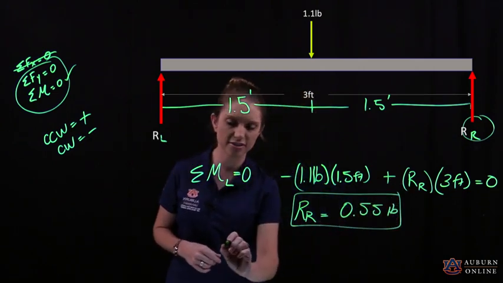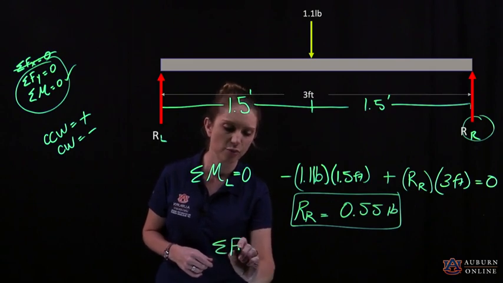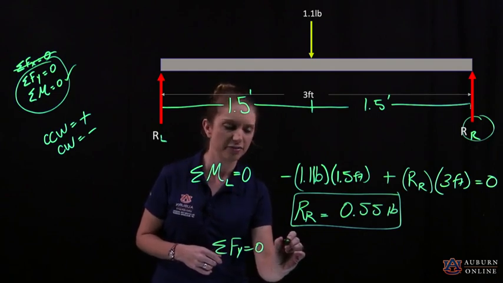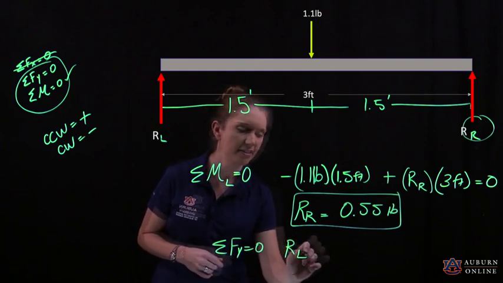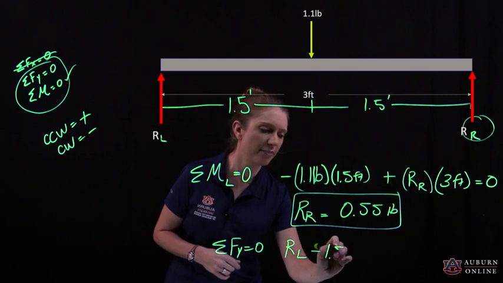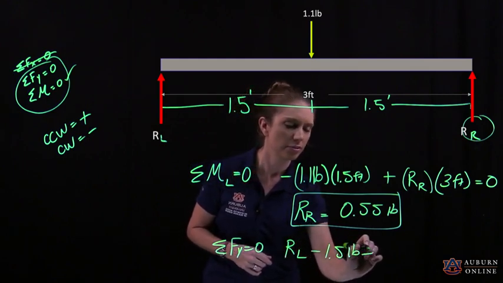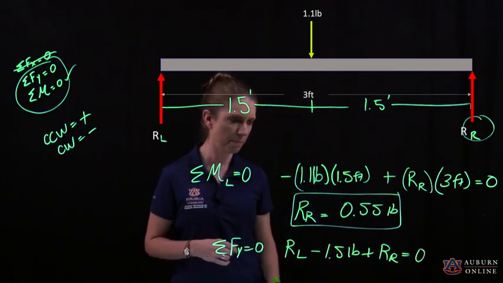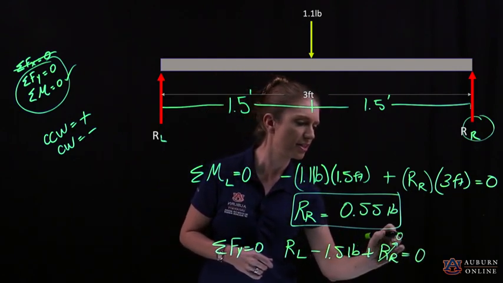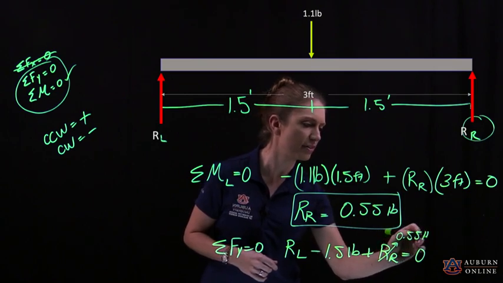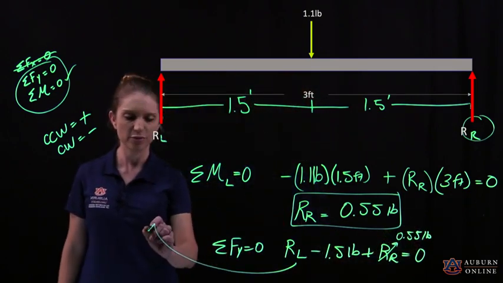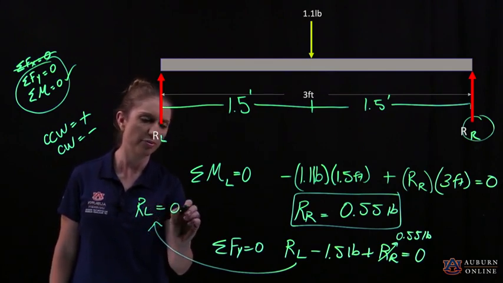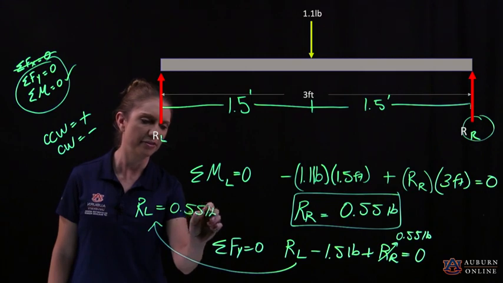Now, if we sum the forces in the y direction, summing the forces in the y equals 0, we have our reaction on the left side minus our applied force plus our reaction on the right side, set that equal to 0. And if we substitute in 0.55 pounds here, now if we solve for this reaction force on the left, we get RL is equal to 0.55 pounds.